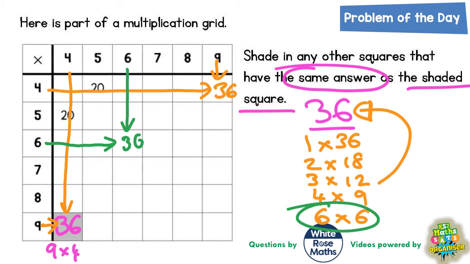But it does ask us to shade in any other squares that have this answer of 36. So I suppose we better shade it in and do what it's actually asking us. So this one needs shading in, so does this one, and so does this one at the bottom, which is actually already shaded. So it's the 2 extra ones that we've shaded in yellow that we should be shading in.